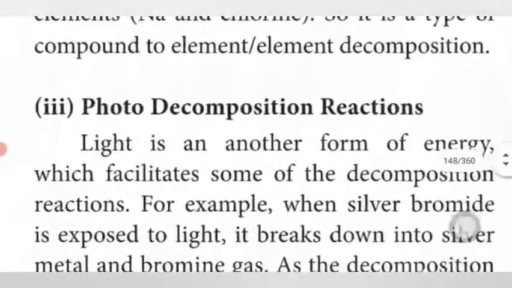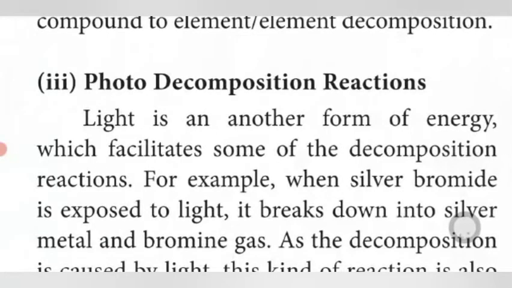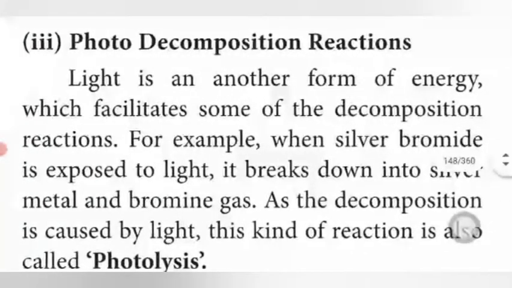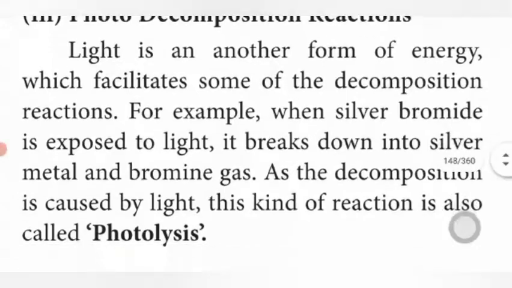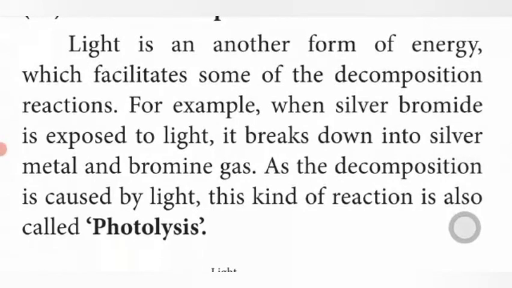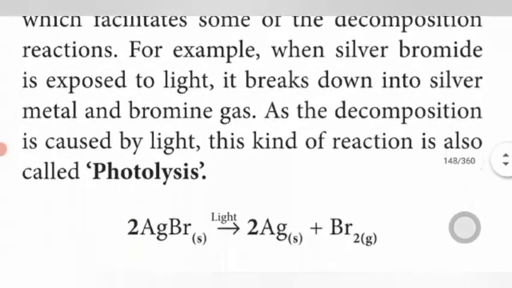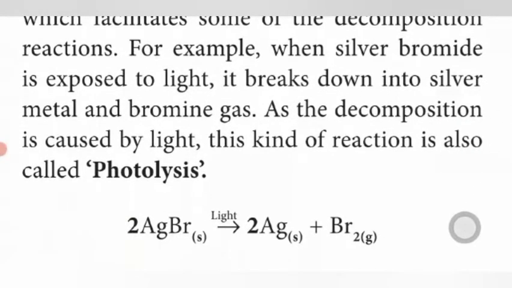The third type of decomposition reaction is photo decomposition reaction. Photo means what? Using light energy. Light is another form of energy which facilitates some decomposition reactions. For example, when silver bromide is exposed to light, it breaks down into silver metal and bromine gas. As the decomposition is caused by light, this kind of reaction is called photolysis.